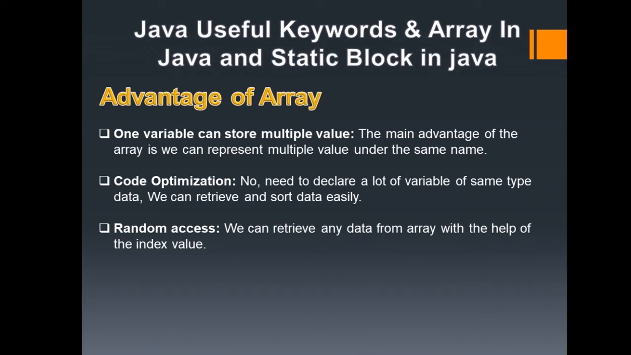Advantages of array. One variable can store multiple values. The main advantage of array is we can represent multiple values under the same name. Code optimization: no need to declare a lot of variables of the same type of data. We can retrieve and store data easily. Random access: we can retrieve any data from the array with the help of the index value.